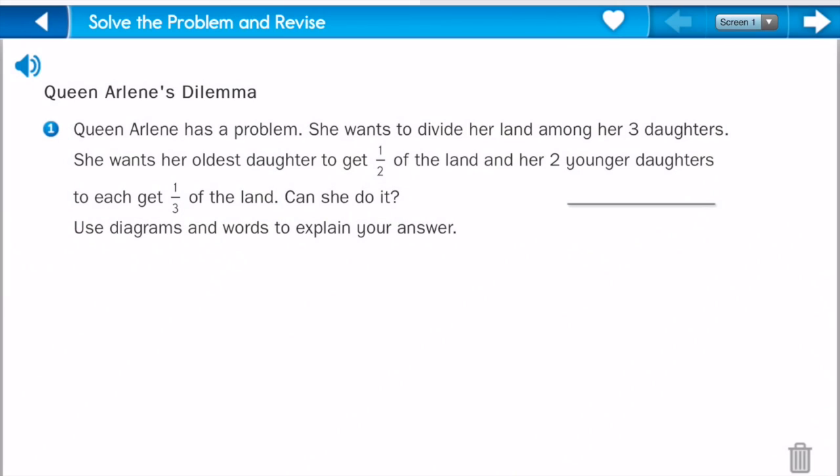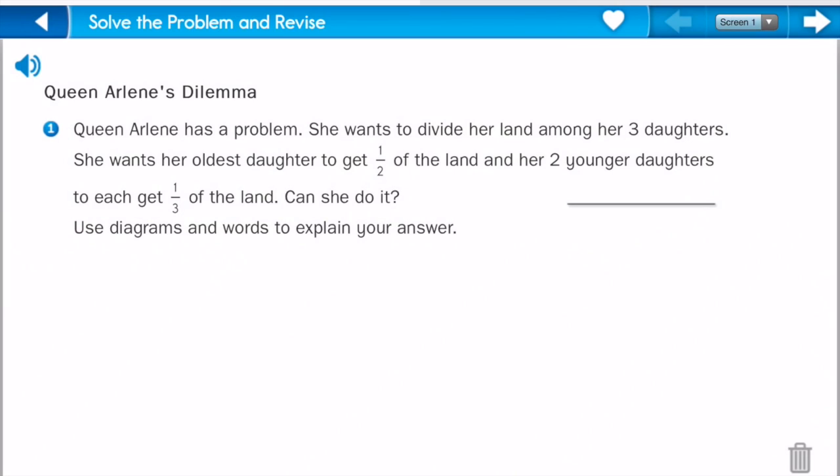Day 1 and day 2. So we're going to be talking about Queen Arlene's dilemma. Queen Arlene has a problem. She wants to divide her land among her 3 daughters. She wants her oldest daughter to get half the land and her 2 younger daughters to each get a third of the land. Can she do it? Use diagrams and words to explain your answer.